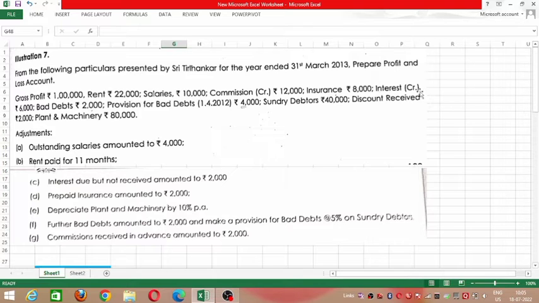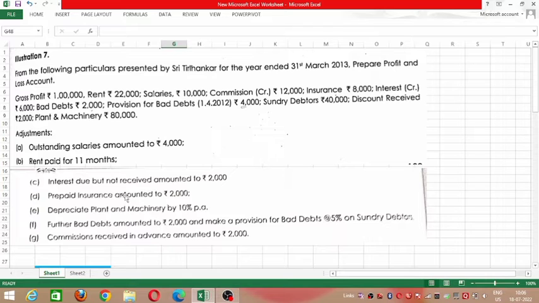Before that we'll read the adjustments. Later we can do the necessary calculations required for this. So let's read the adjustments. First one, outstanding salaries amounted to 4,000. So it is an outstanding expense. Outstanding expenses should be added to the respective expenses. What is the meaning of outstanding expenses? It is nothing but the company has taken the benefit but the related payment has not been made. This 4,000 amount should be added to salaries.